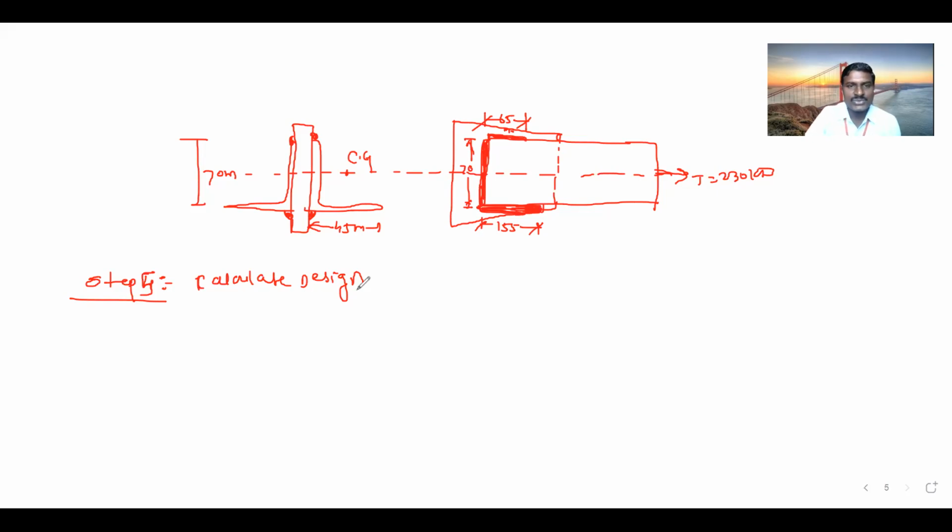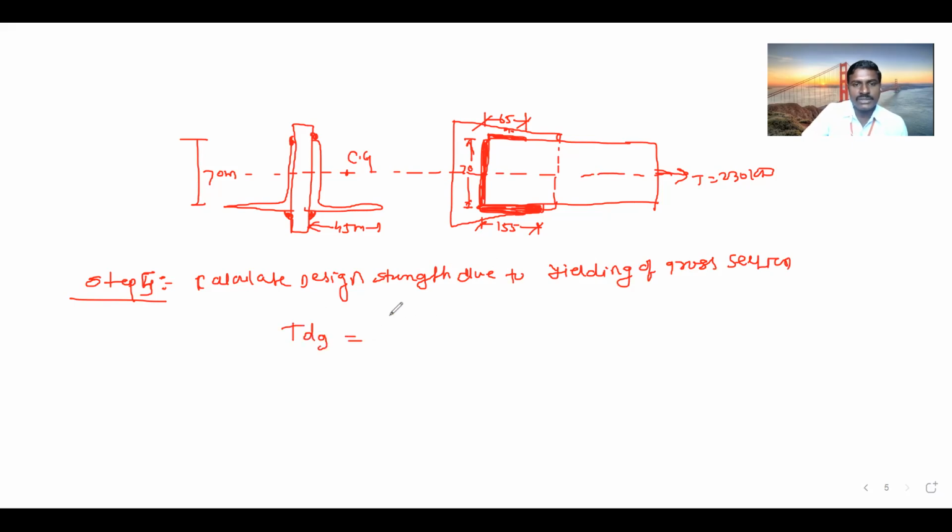Okay, so next to strength we have to calculate design strength due to yielding of cross section and rupture of critical section. So calculate TDG is equal to, so what is AG into Fy divided by gamma?